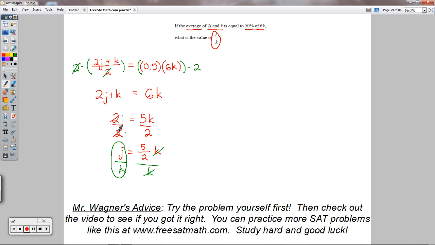j divided by k equals 5 over 2, 5/2. So my final answer on this one is right there, 5/2.